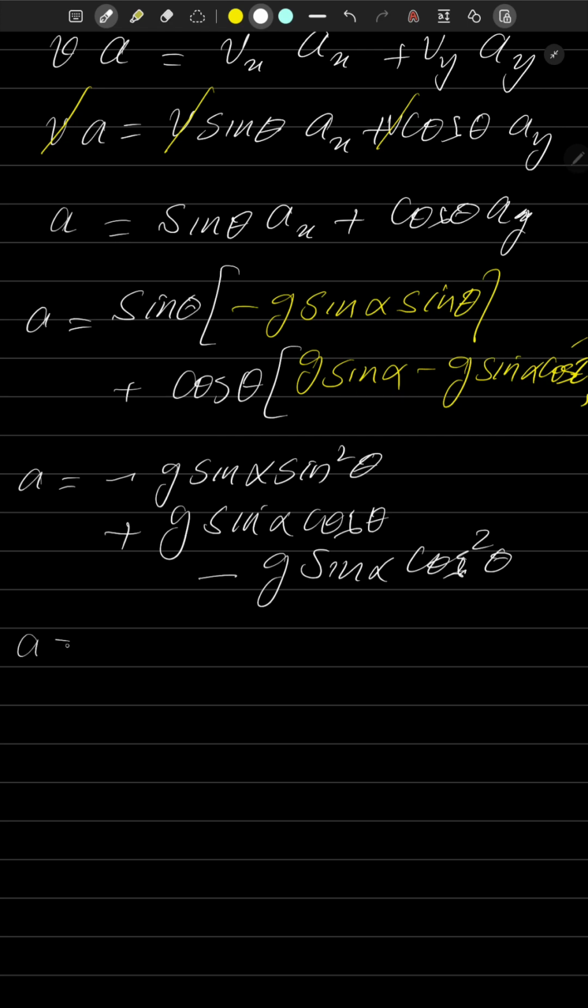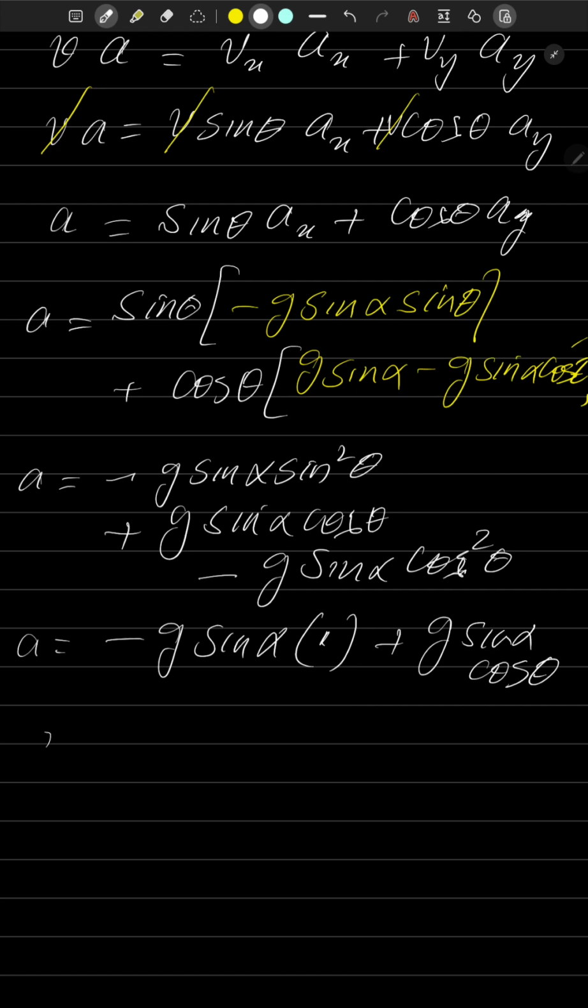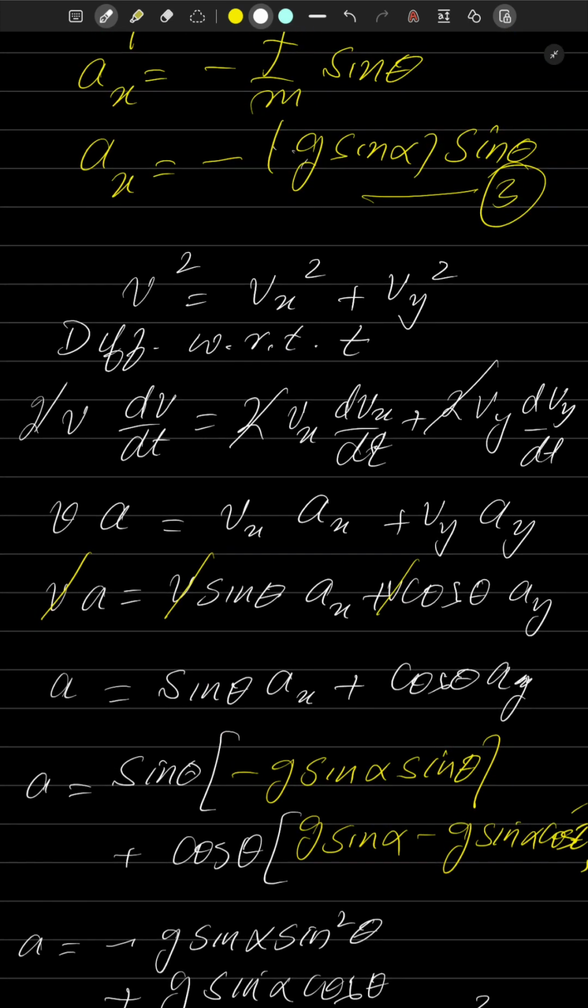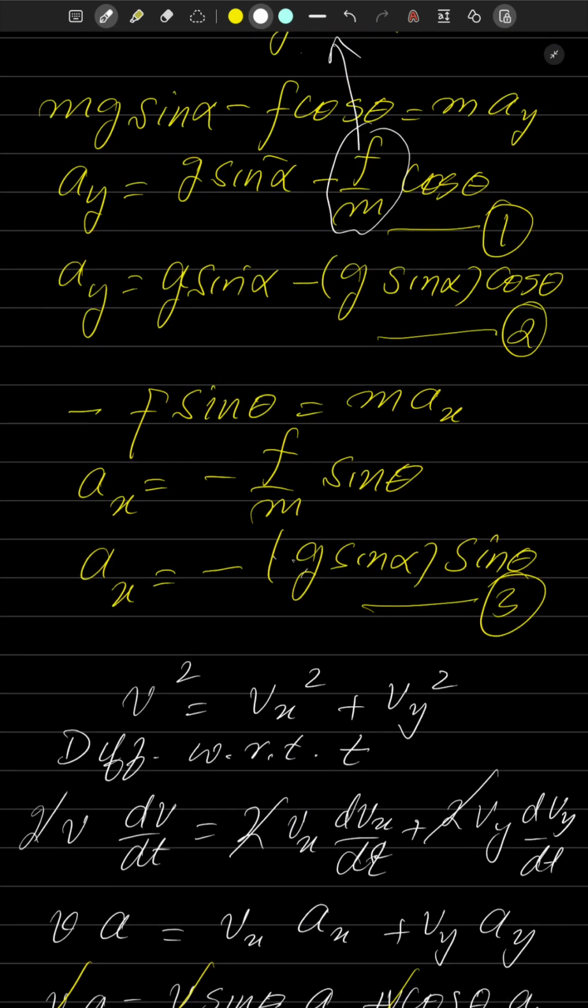If you use trigonometry, this is minus g sine alpha common; the cos square plus sine square will give you the value 1, plus g sine alpha cos theta. So what is the net acceleration? Isn't it g sine alpha times cos theta minus 1? So have a look at this acceleration we have calculated at any instant. But have a look at one more acceleration. Let us find out one more acceleration.